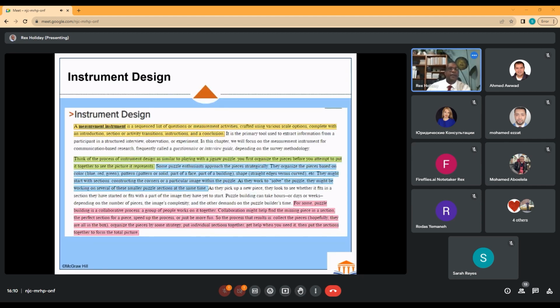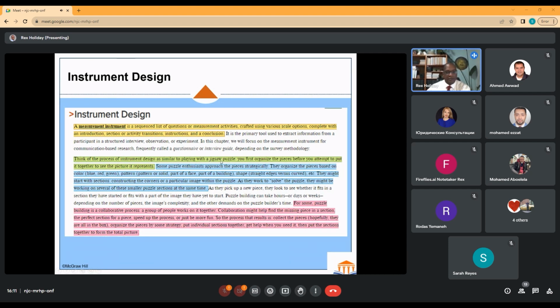All right, so instrument design. There's a lot in this chapter, but we'll cover as much as we can here today in this first hour. A measurement instrument is a sequenced list of questions or measurement activities crafted using various scale options, and we talked about scales, complete with an introduction, section or activity transitions, instructions, and a conclusion. That is the format for your measurement instrument, and it's whatever instrument you decide is adequate for the research you're doing.